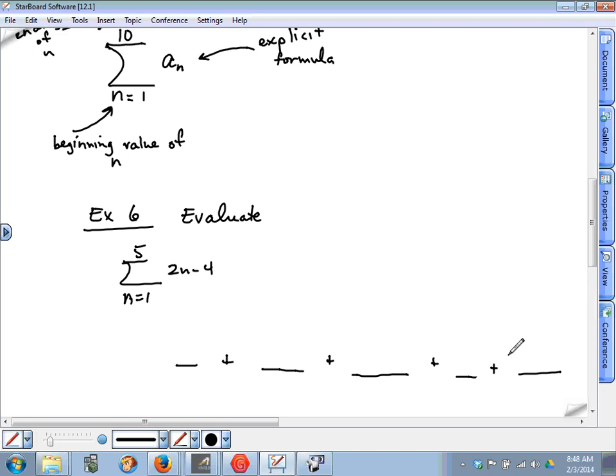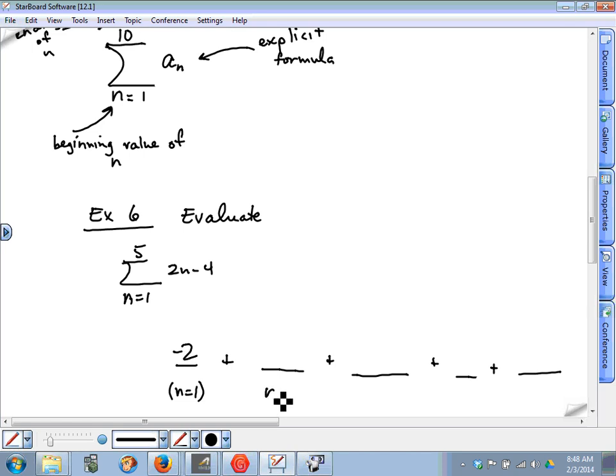How do we get the terms of the sequence that we're supposed to be adding? We have the formula, 2n minus 4. Which n values do we use? It tells us what n values to use. We start when n equals 1 and we stop when n equals 5. So if n equals 1, that's this first term right here. What's the number of the sequence?